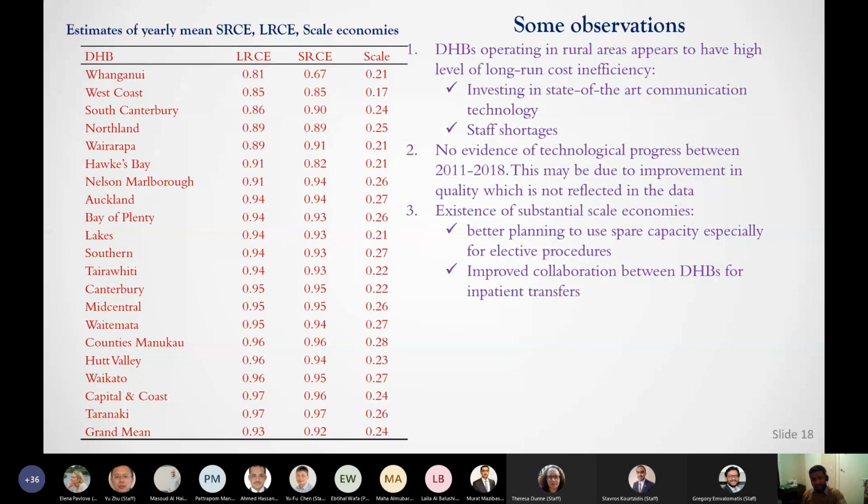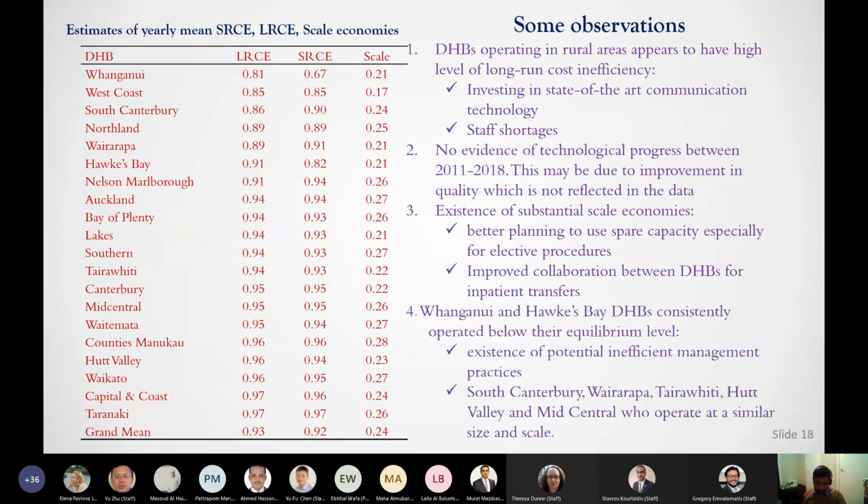So, as we noted, there's a substantial scale economy. So I guess there is a lot of spare capacity, and some better planning, especially for elective procedures, because there's a lot of delay to get an elective procedure. So maybe better planning will help in using some of that spare capacity. Also, improved collaboration: DHBs that are close to each other can perhaps collaborate and share staff, and some of the patients can utilize the spare capacity.